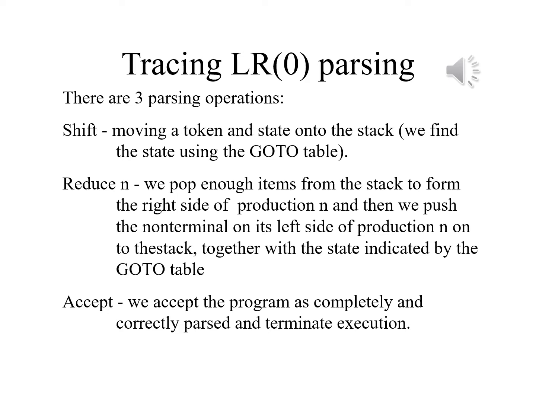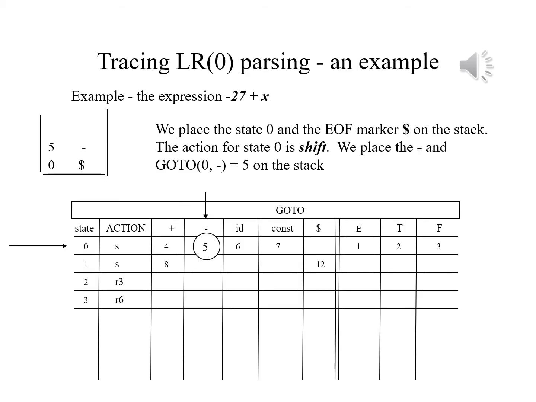Shifting means that we will move a token together with a state onto the stack, using the goto portion of the parse table. Reduce n, where we pop the items that we have on the right sentential form from the stack, and then we push the non-terminal on the left-hand side of production n onto the stack, along with a state that we will get from the goto portion of the table. We will see this momentarily. Thirdly, we accept. We accept that the program has been completely and correctly parsed, and then we terminate execution.